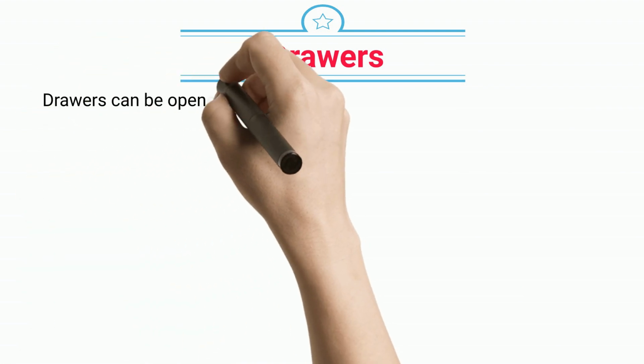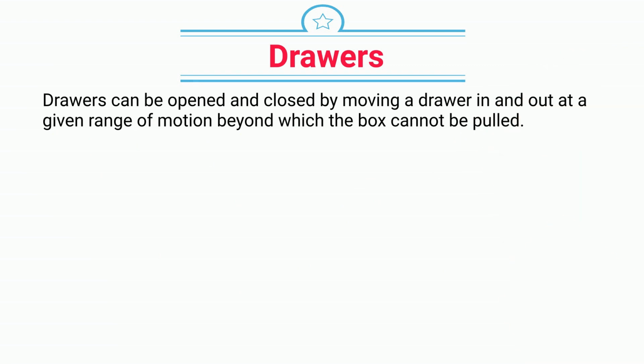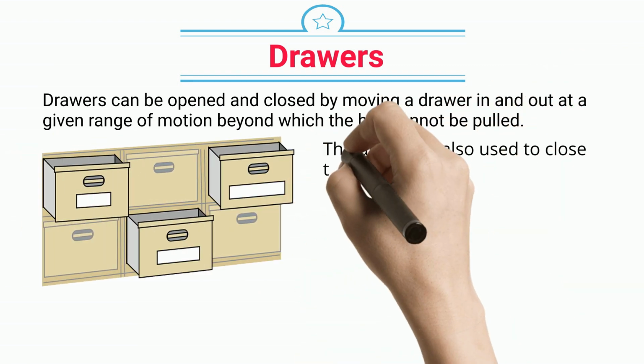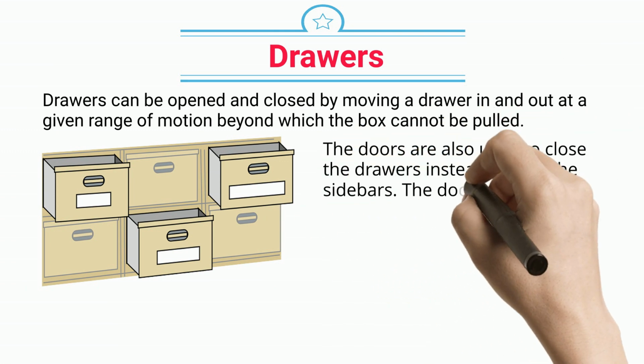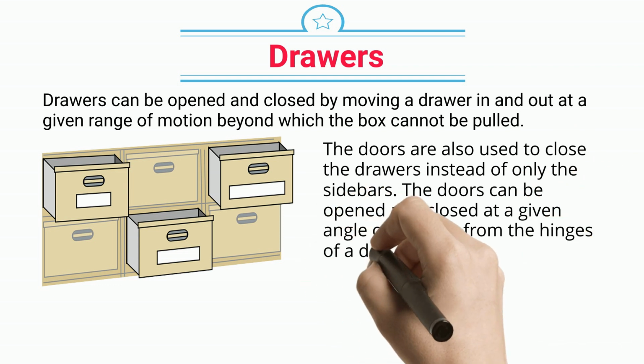Drawers. Drawers can be opened and closed by moving a drawer in and out at a given range of motion beyond which the box cannot be pulled. The doors are also used to close the drawers instead of only the sidebars. The doors can be opened and closed at a given angle of rotation from the hinges of a door.